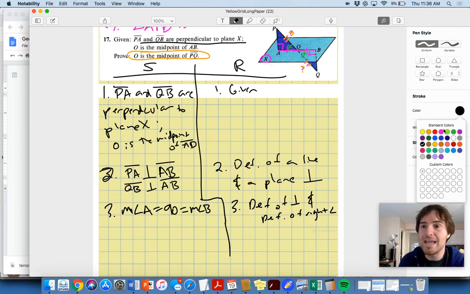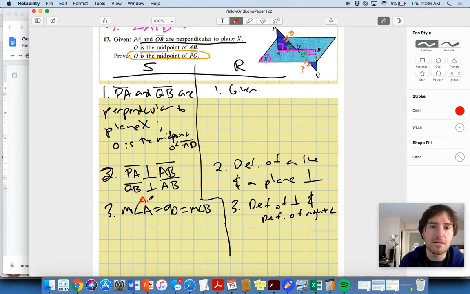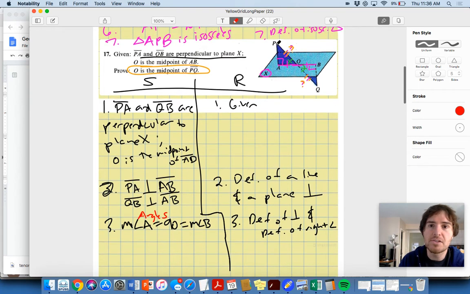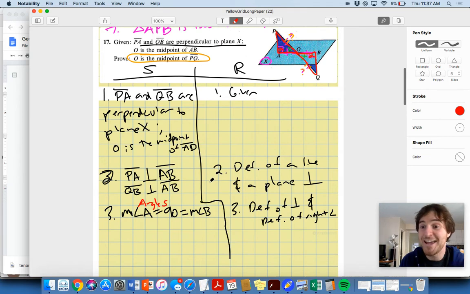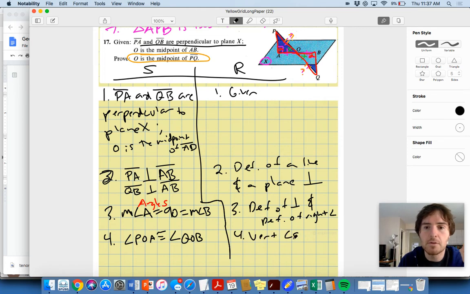So here we got a pair of angles of these two triangles congruent to one another. We got our A here, we got our A here. We just need to do ASA. So maybe let's do these angles right here, the vertical angles. I like using that earlier in proofs rather than later in proofs. So I'm going to say angle POA is congruent to angle QOB, and the reason for that is vertical angles are congruent.